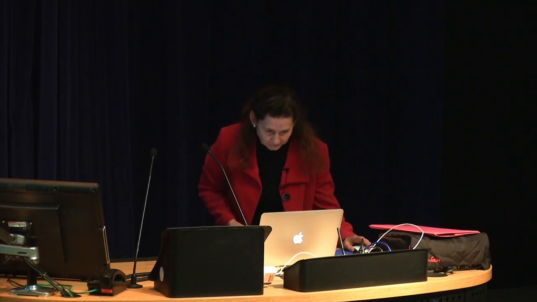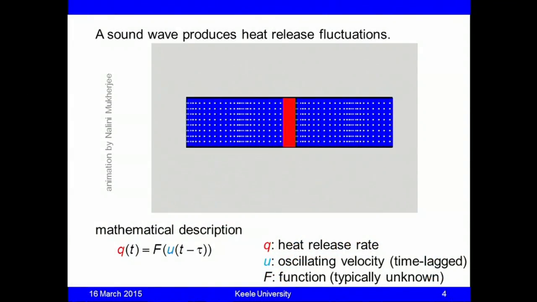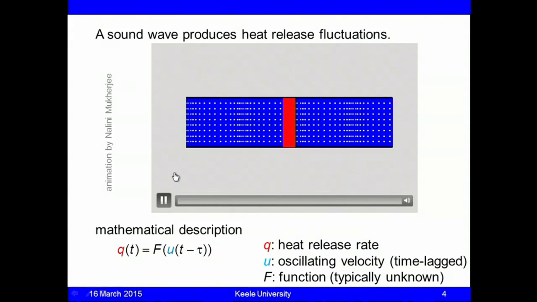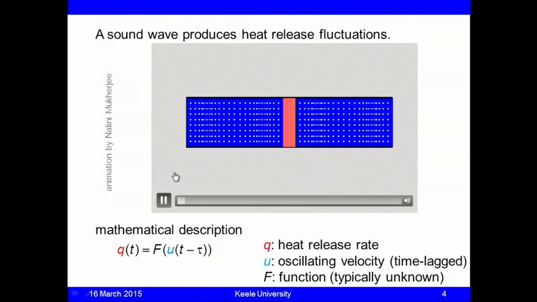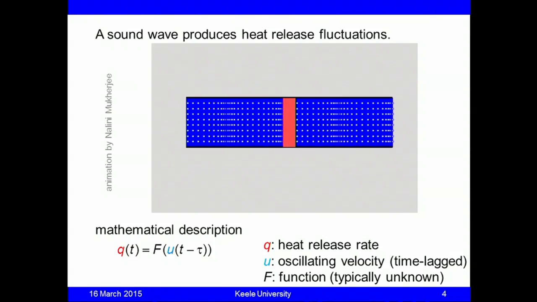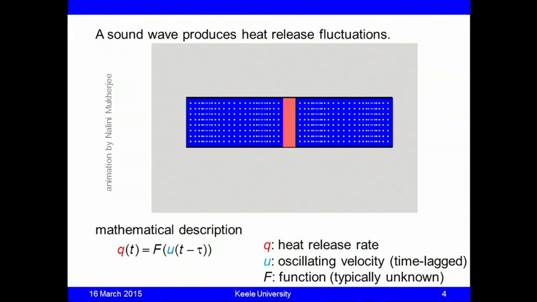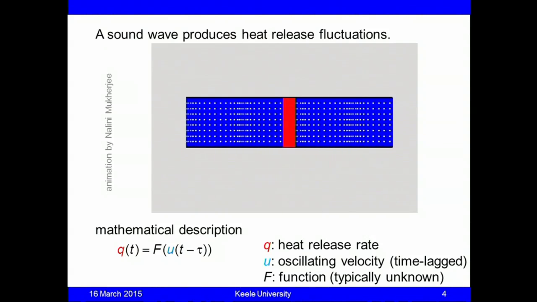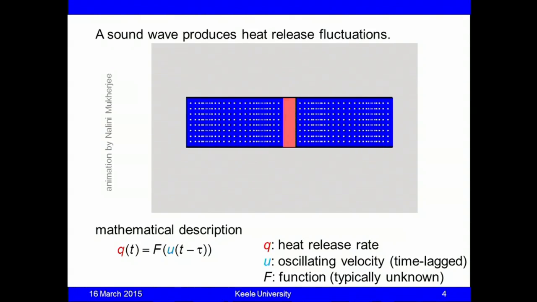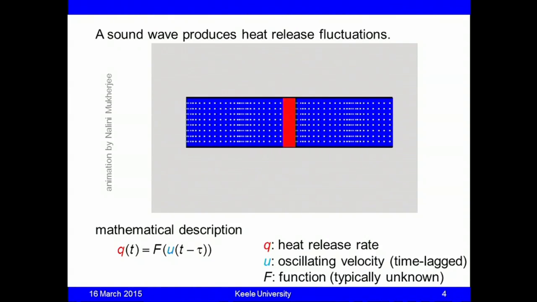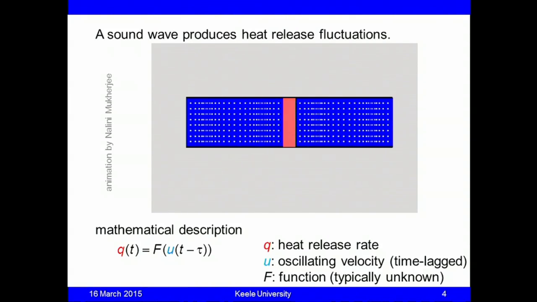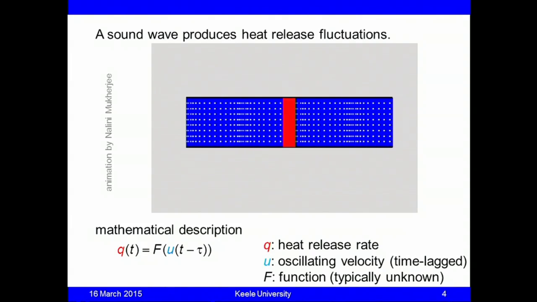So in this animation, we have a sound wave coming from the left, hitting the heat source and traveling on. And you may think of that heat source as a flame where combustion takes place. So upstream of the flame, we have unburned fluid that gets combusted in the red rectangle and then flows out as combusted product.